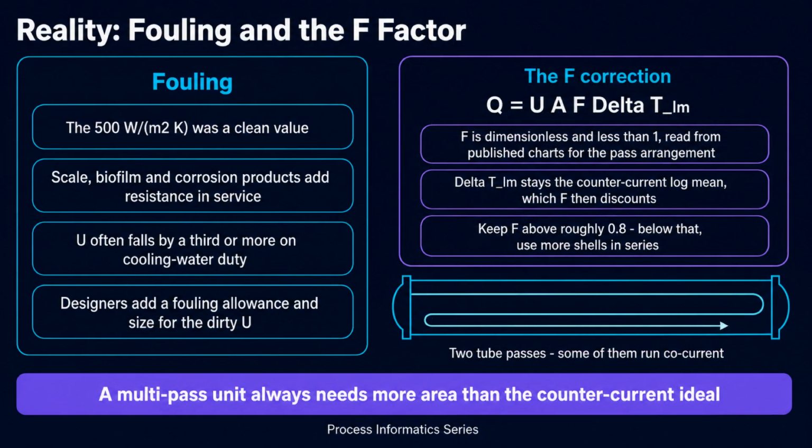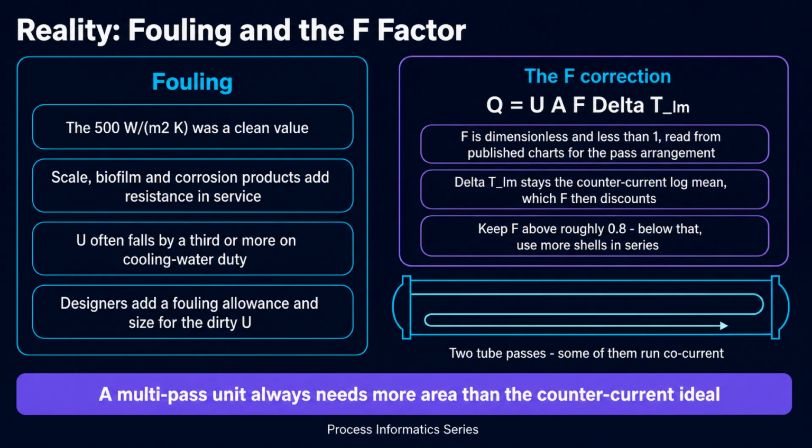Two corrections separate a clean calculation from a purchase order. First, fouling. The 500 watts per square meter Kelvin was a clean value. In service, scale, biofilm, and corrosion products add the fouling resistances of Chapter 1, and U falls, often by 1/3 or more on cooling water duty. An exchanger sized exactly for the clean case meets its duty on commissioning day and misses it thereafter, so designers add a fouling allowance, effectively sizing for the dirty U.